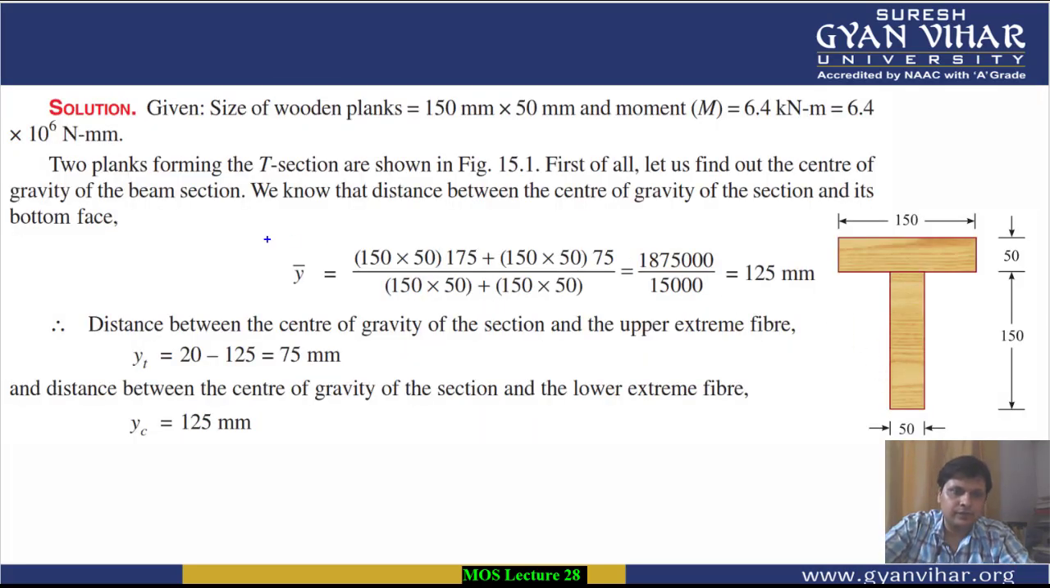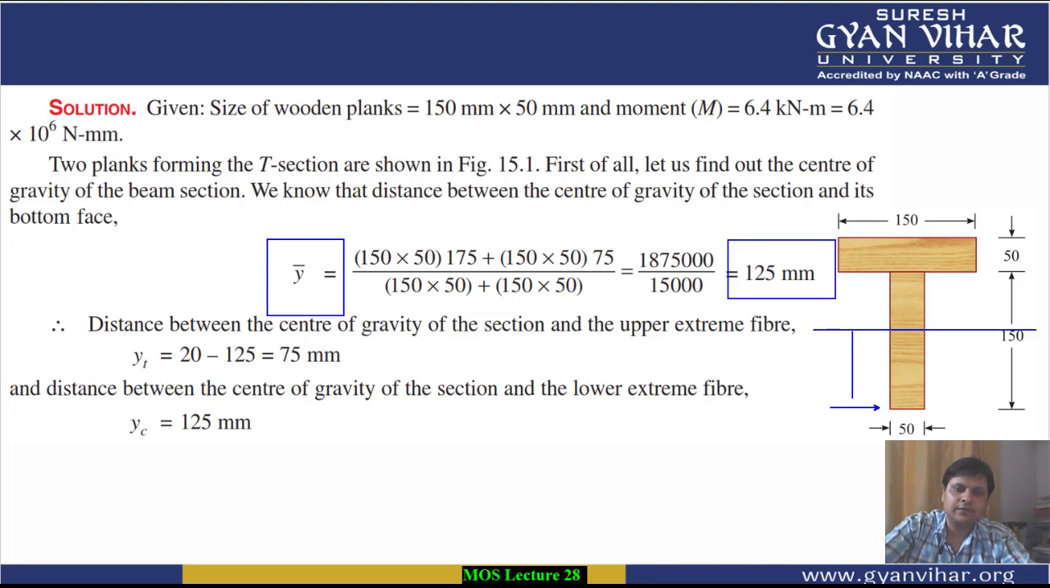First we have calculated the value of this y bar. Now y bar is basically from the base. From here it is y bar, giving you the distance of the center of gravity from the base. But from the top, how will you calculate? For that it will be 200. Corrected, it is 200, students. 200 minus 125 will give you the value of 75 mm.